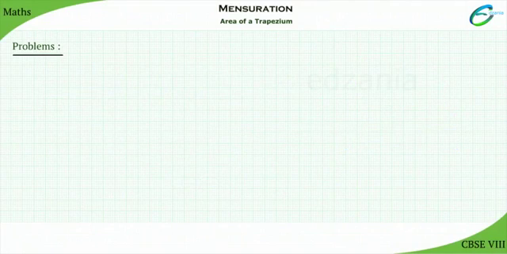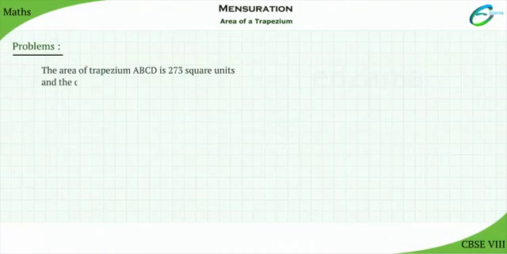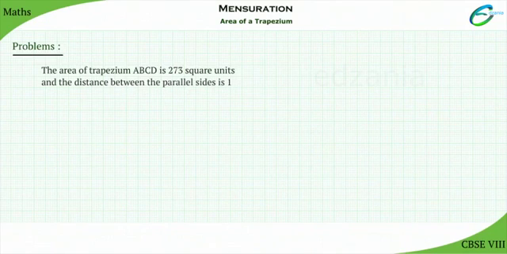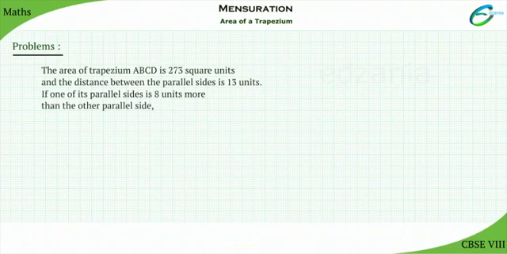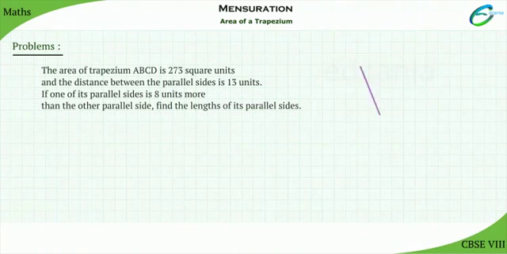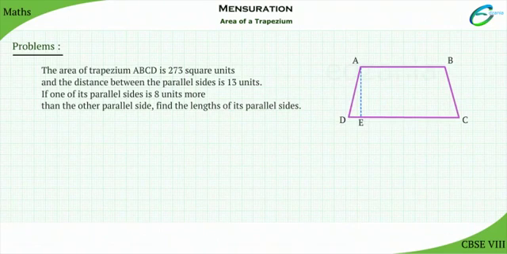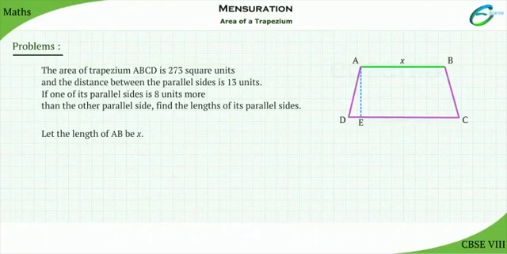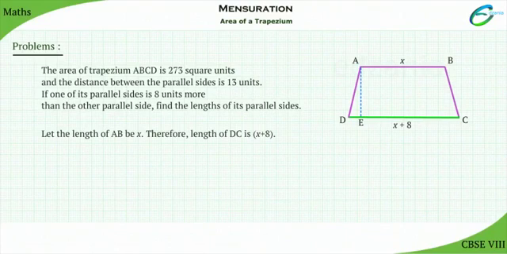The area of trapezium ABCD is 273 square units, and the distance between the parallel sides is 13 units. If one of its parallel sides is 8 units more than the other parallel side, find the lengths of its parallel sides. We can draw a rough figure by the given data. Let the length of AB be x units. Therefore, length of CD is x plus 8 units.